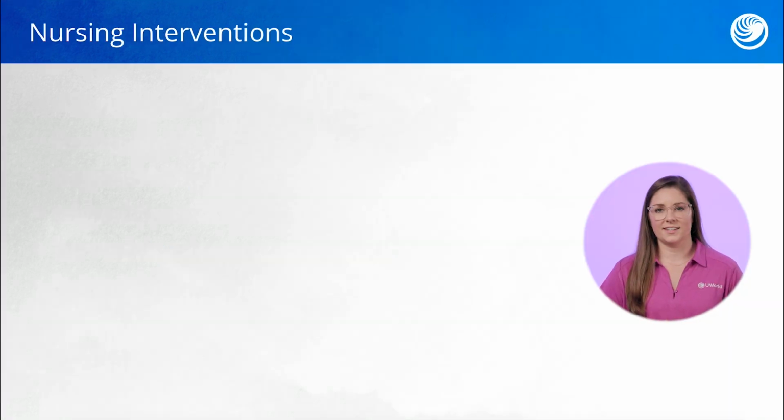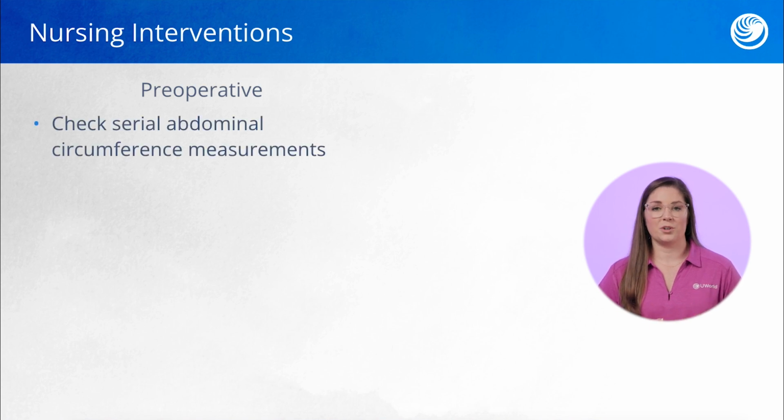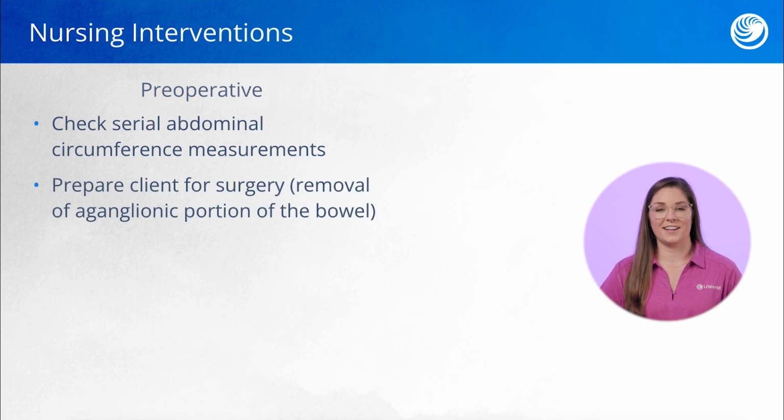So how do we treat clients with Hirschsprung disease? Surgical intervention is the only way to resolve this issue. Checking serial abdominal girth or distension is extremely important, and if we notice an increase in the measure of that abdominal girth, we want to make sure we're notifying the healthcare provider. We want to make sure we're preparing our clients for surgery. During this surgery, the surgeon will remove the non-functional portion of the bowel.